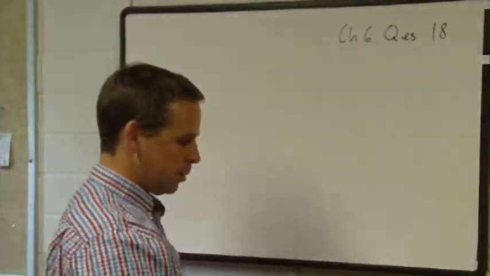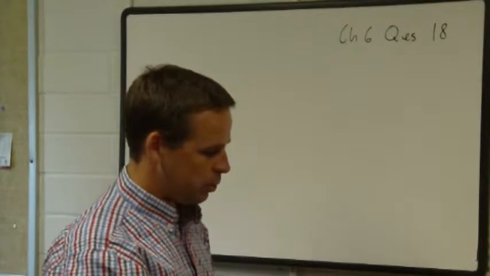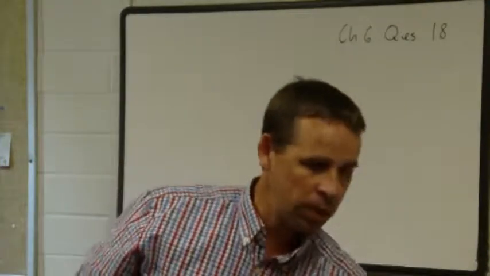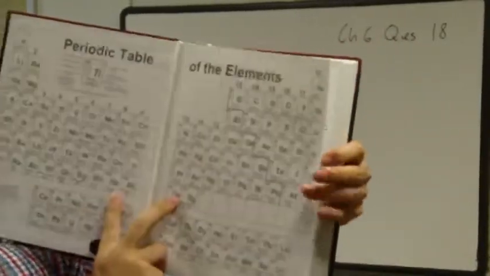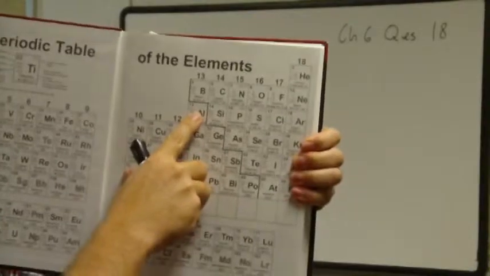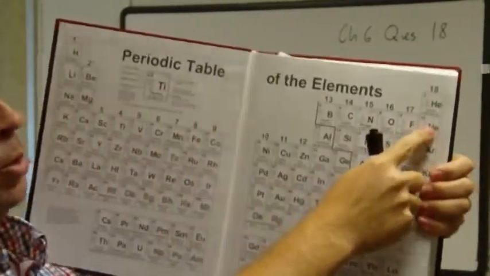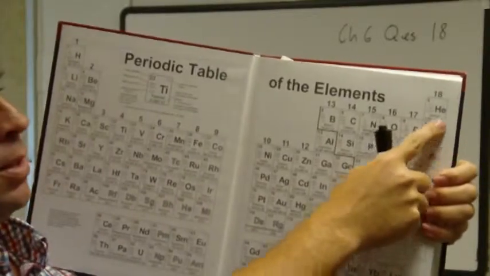The condensed electron configuration of aluminum, element 13. So what's the condensed electron configuration? Well, we have to look at our periodic table and look at aluminum, and then we go backwards. Here's aluminum. We go backwards to the nearest noble gas. So the nearest noble gas is neon.